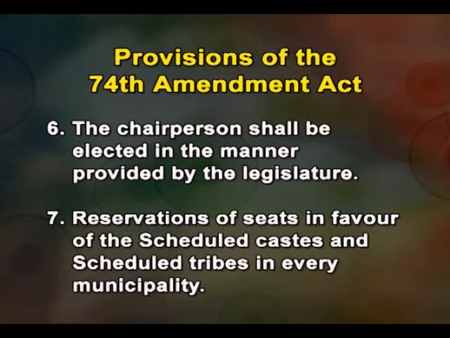Reservation of seats in favor of scheduled castes and scheduled tribes applies in every municipal corporation. Some states follow direct election of the chairman by the public, and some states follow the method where, among the councillors, one person is elected as chairman. For example, some states followed direct election, where all city voters elected the chairman, but later they withdrew, and now they say that among the corporators, one person is elected.